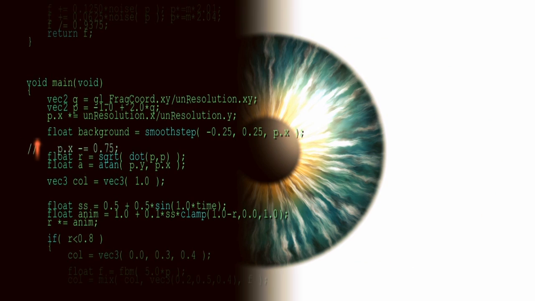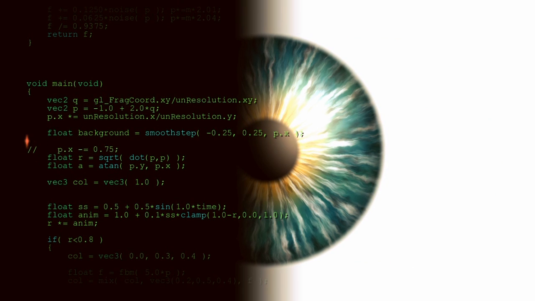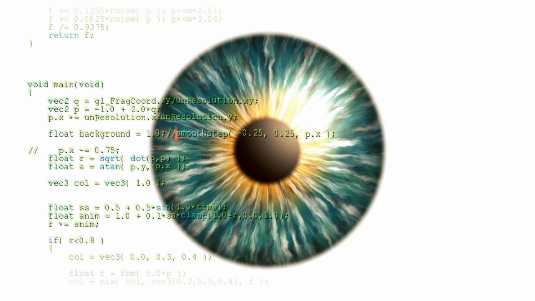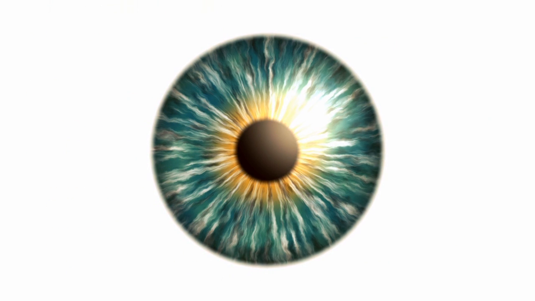Let's put the eye back in the center of the screen and make the background white again, so float background equals 1, and remove the text, and that's it, this is our beautiful eye.